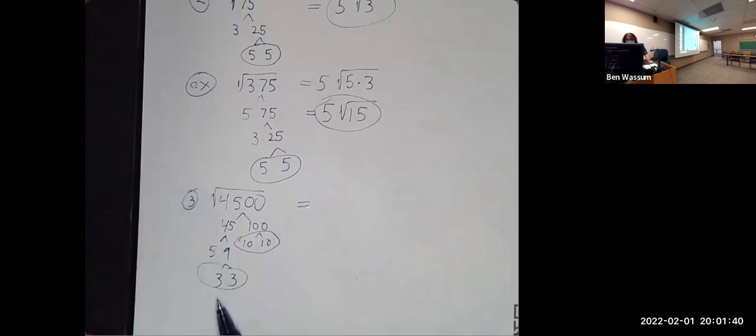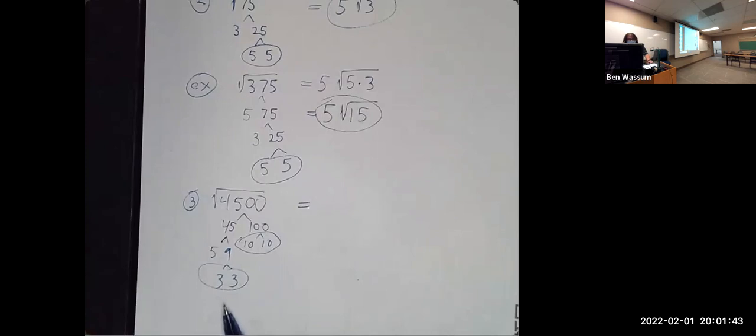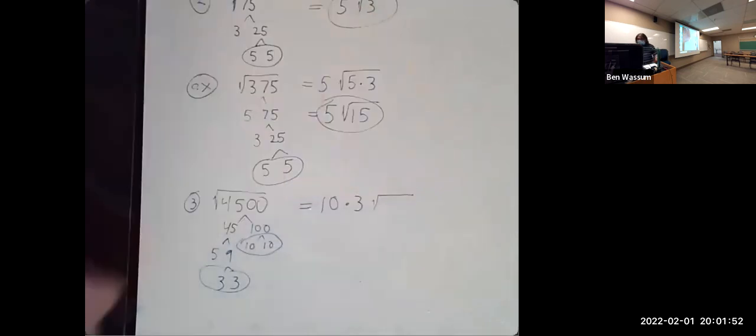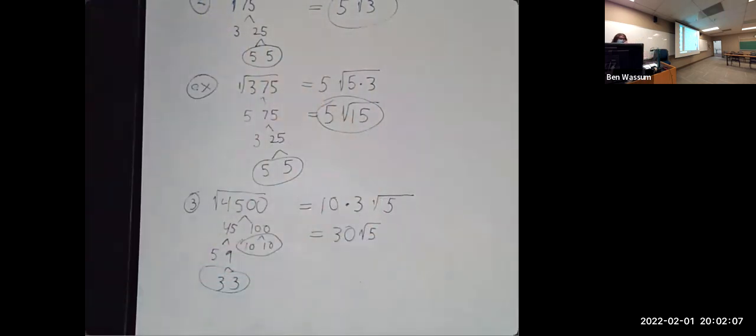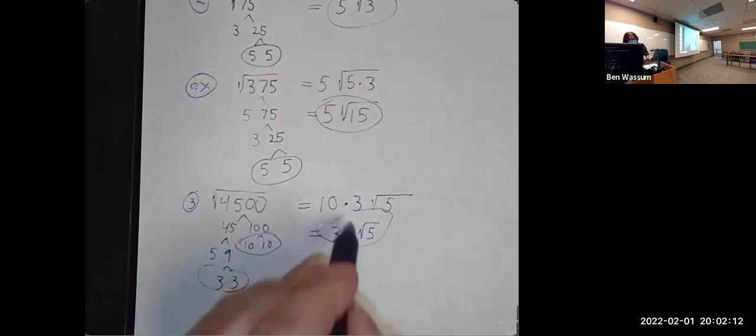So the structure of doing these always ends up being: I make a tree diagram. Anything I have 2 of, I circle. Everything I just circled comes out as 1 of that, and they all get multiplied together. And then I start a square root, and anything that's left inside gets multiplied together as well. In this case, I just have a 5. And the only multiplication I have to do is the 10 times 3. Not too horrible.